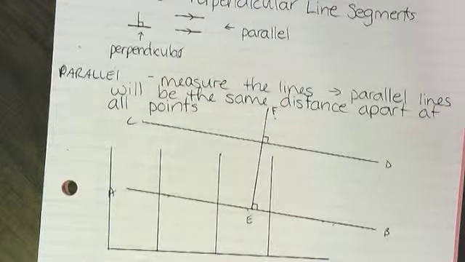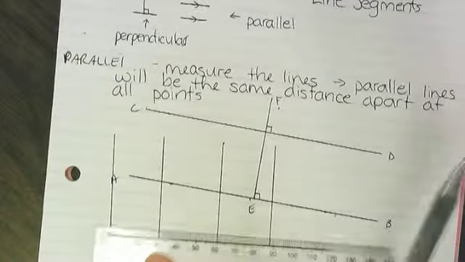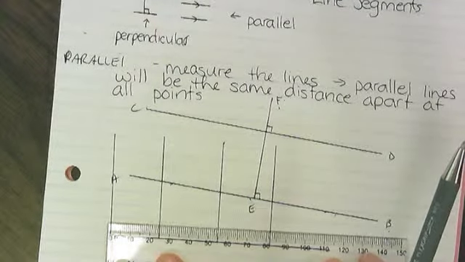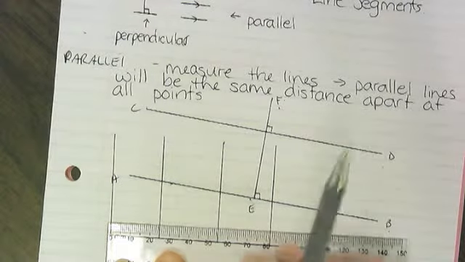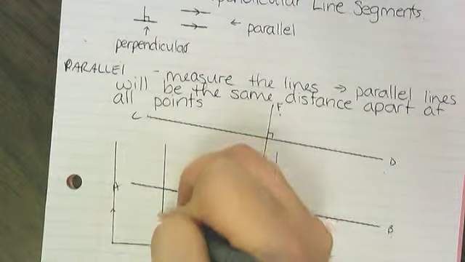Now, I've drawn all these perpendicular lines to the bottom line here. What can you tell me about these lines in relation to each other? Yes, they're parallel. How do you know? They're the exact same line, they're just spaced differently. How do we tell if it's a parallel line? Yeah, we measure them. So this line and that line are exactly 25 millimeters apart, and this line and that line, again, are exactly 25 millimeters apart, so those two lines are parallel.